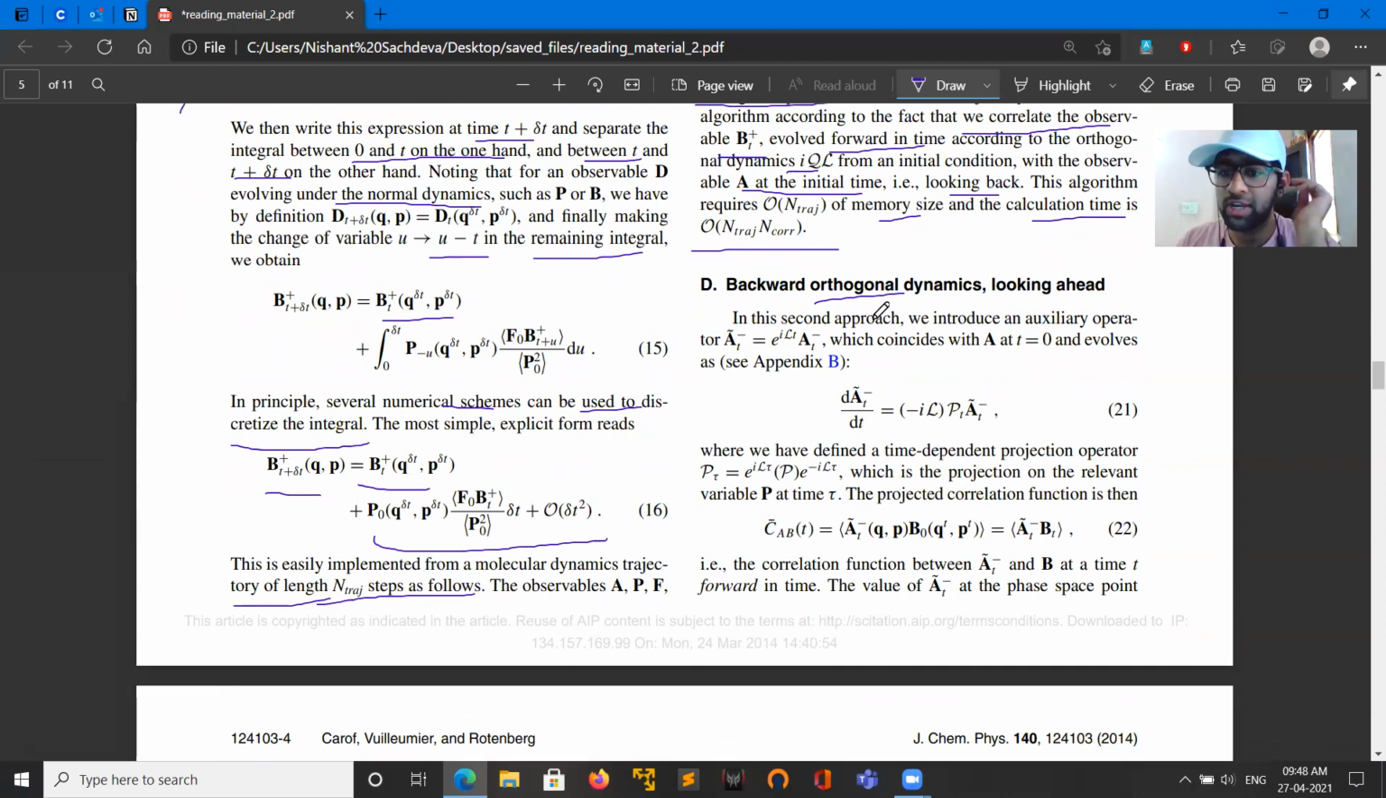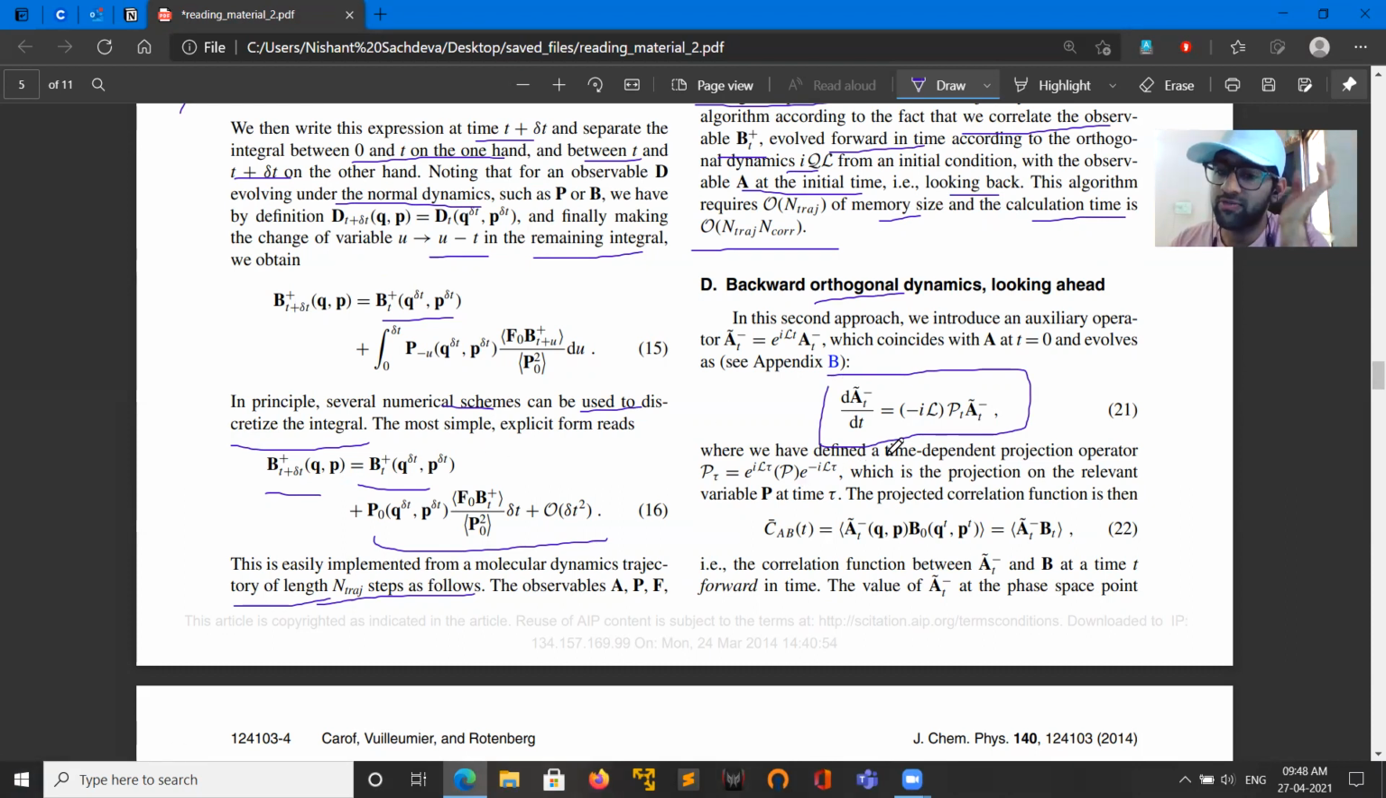In this approach, we introduce an auxiliary operation A tilde minus, which is A to the power iLt, A dash or minus, it's the same thing. Doesn't really make a difference. The mathematics is the same. This coincides with A at t equals 0 and evolves as this particular integral. The mathematics is there in detail in appendix B, you can see it. So that's dA tilde t dash over dt equals minus iL P_t A tilde t dash.